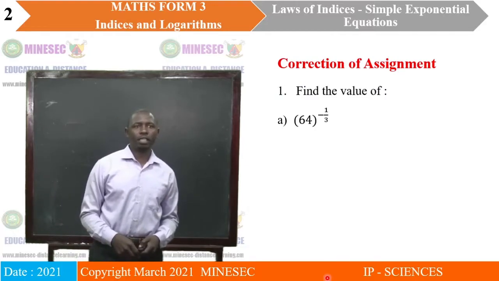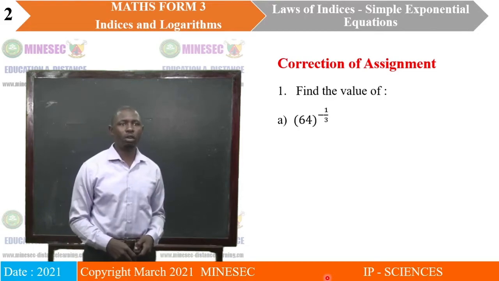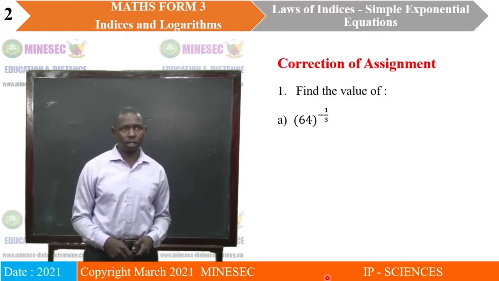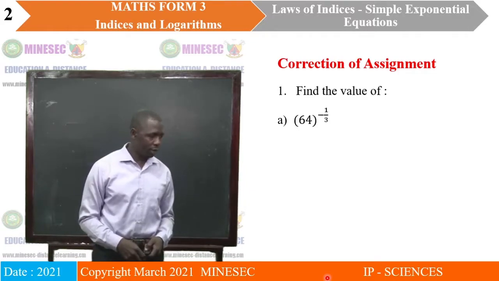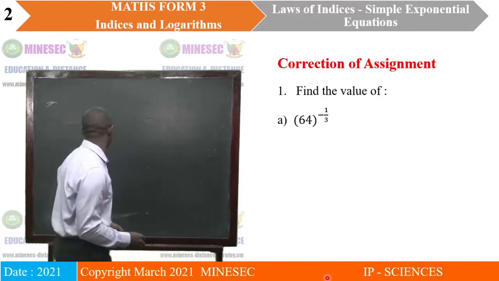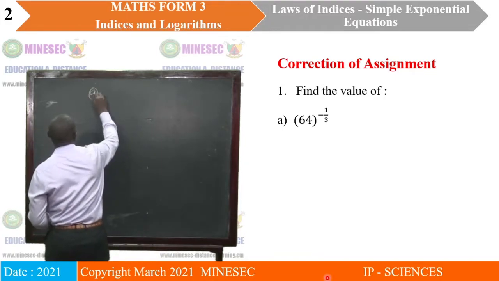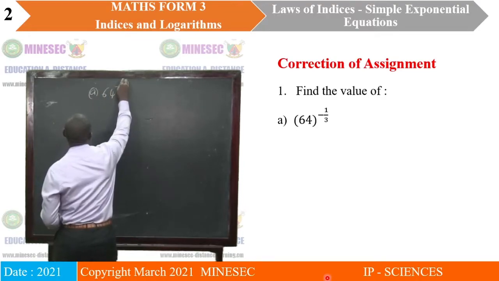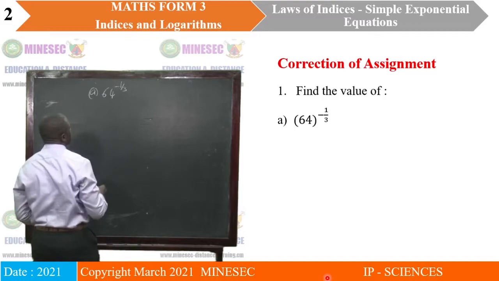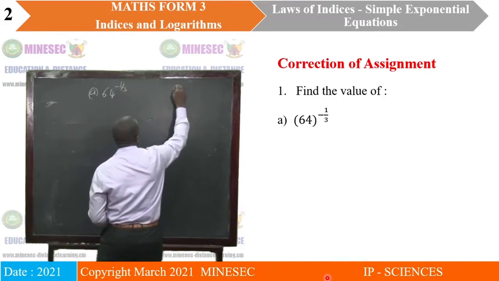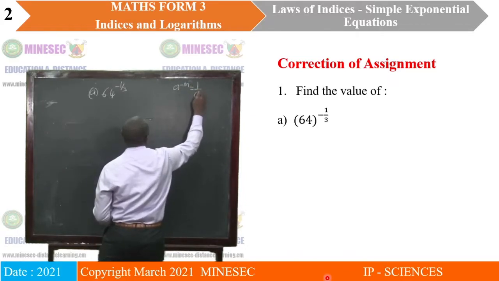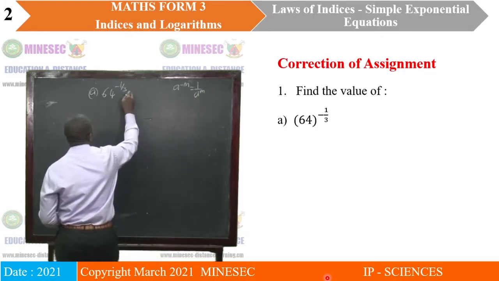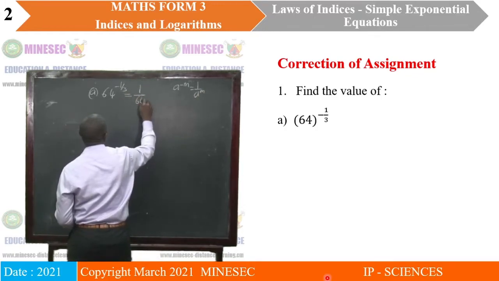So, we had as assignments to find the value of A, 64 raised to the power negative 1/3. Since it's a negative index, you recall that anything raised to a negative index is the same as 1 all over that very thing raised to a positive index this time. So we can write this as 1 on 64 raised to 1/3.